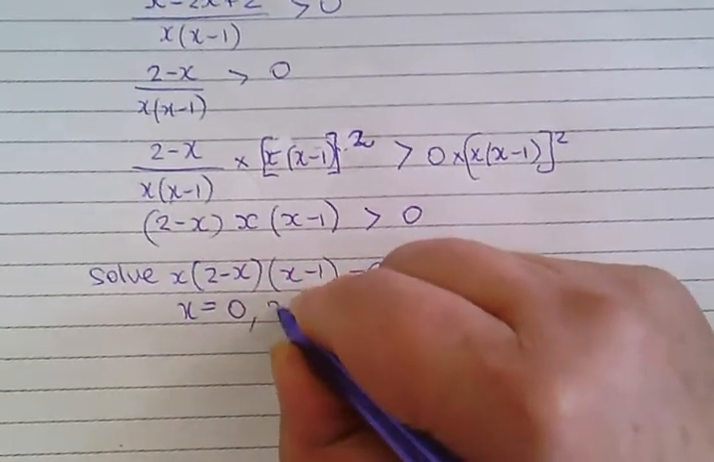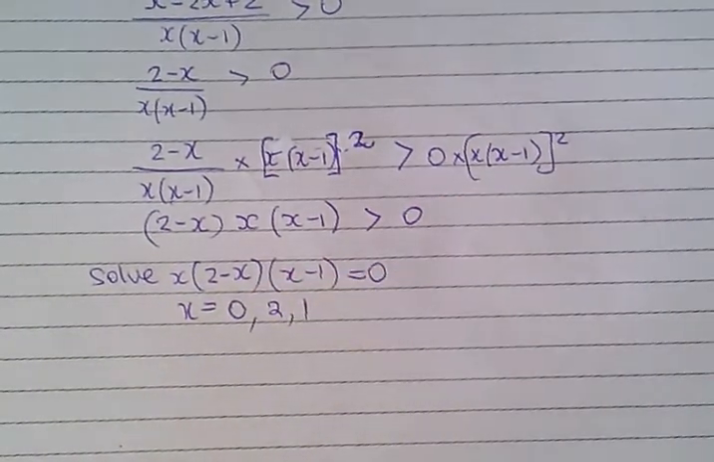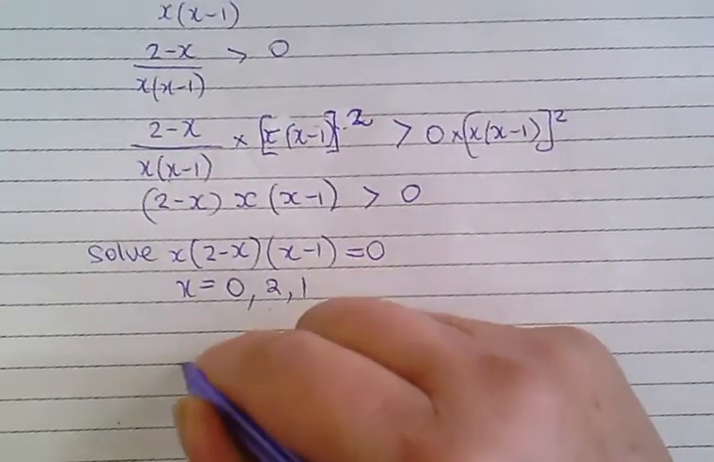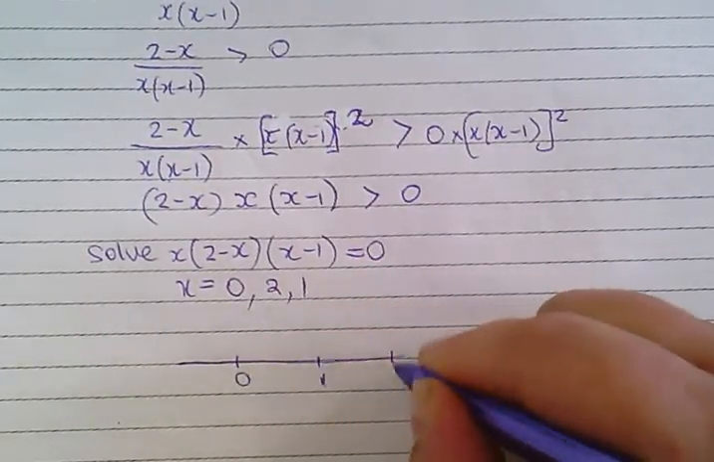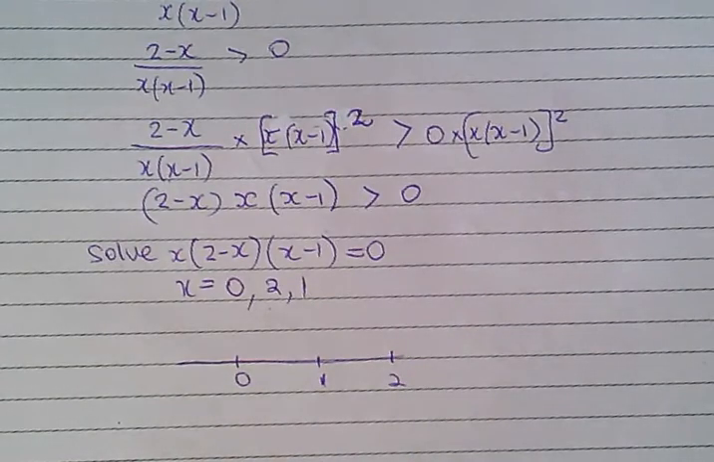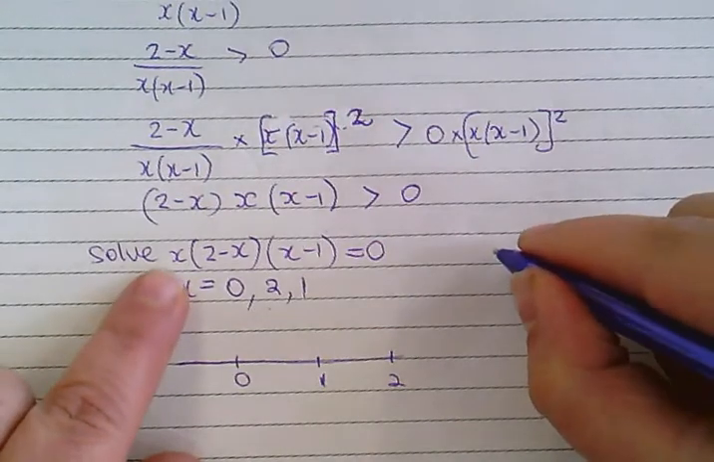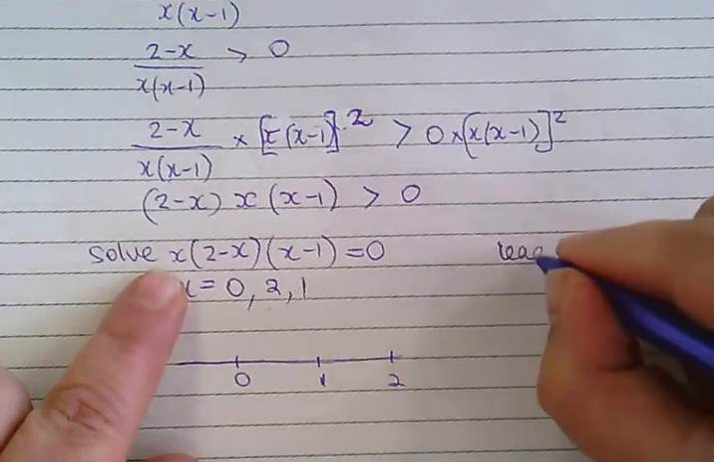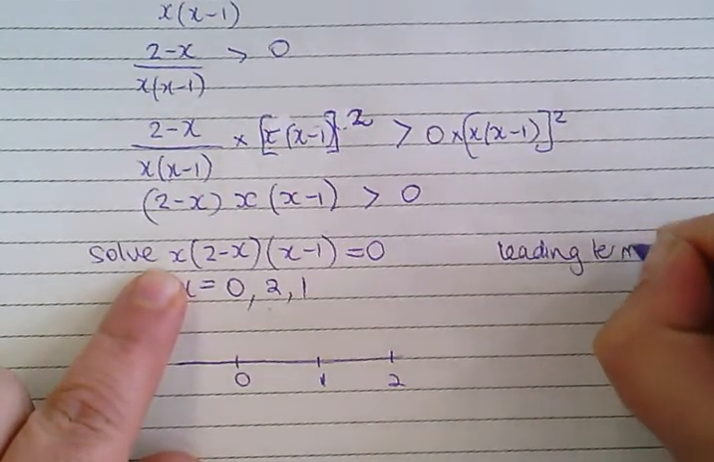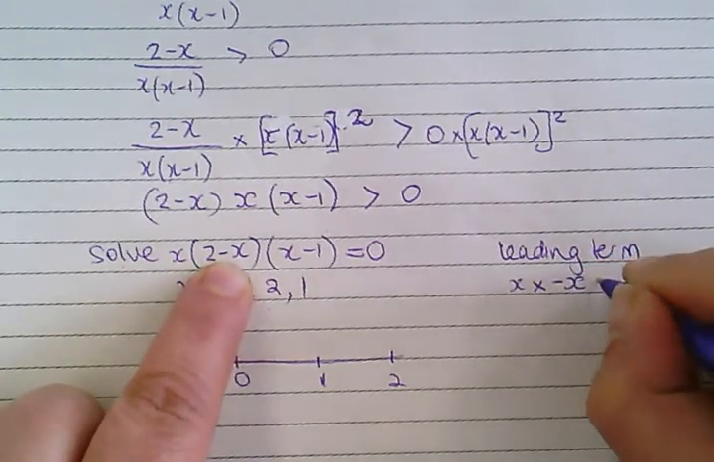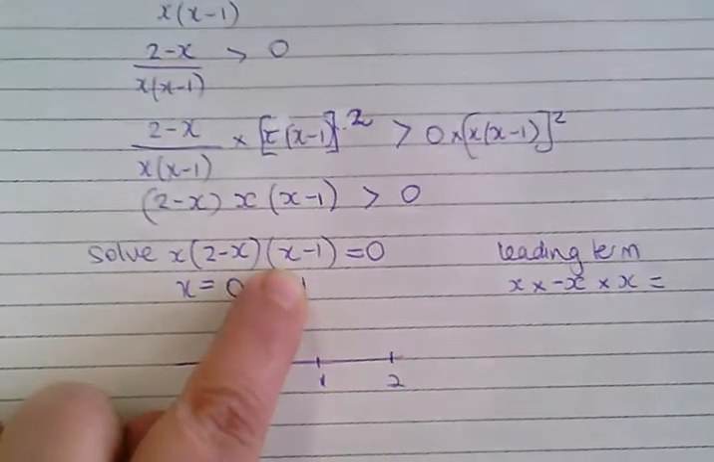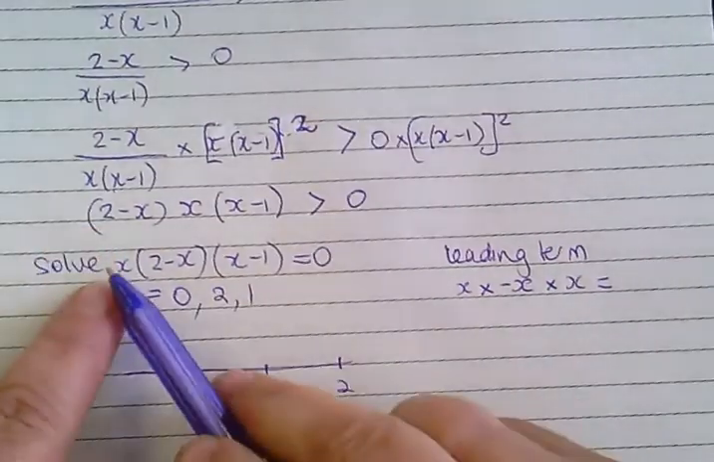0. What else? 1 and 2. Or 2 and 1. Make sure you draw them in order on the number line. 0, 1, and 2. Now let's multiply the x terms only. So the leading term, which is the first term, would be x times negative x times x. I'm multiplying the x's only.